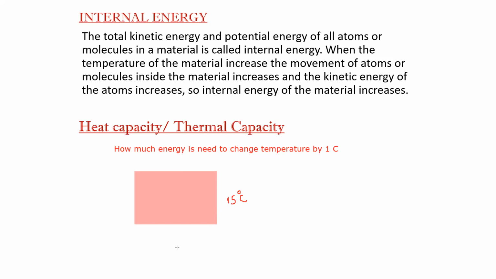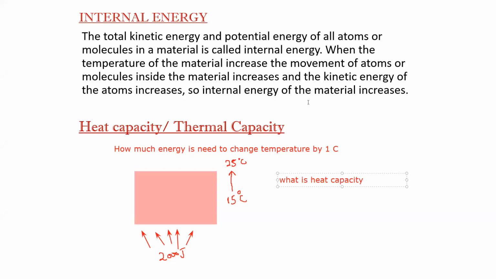We supply the heat energy of 2000 joules. So when we supply the heat energy of 2000 joules, what we observe is that the temperature of this object changes from 15 degrees to 25 degrees. And the question is, what is the thermal capacity or heat capacity? So what is the meaning of thermal capacity or heat capacity?